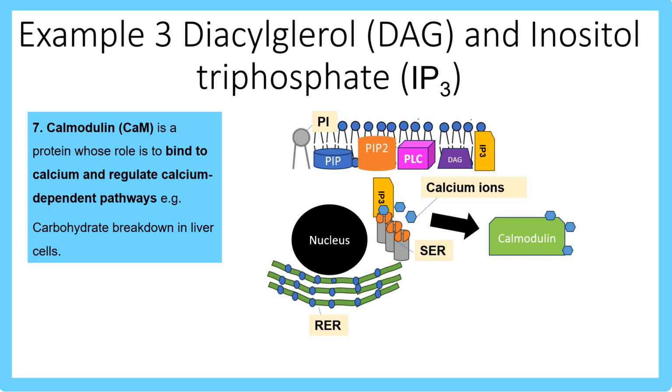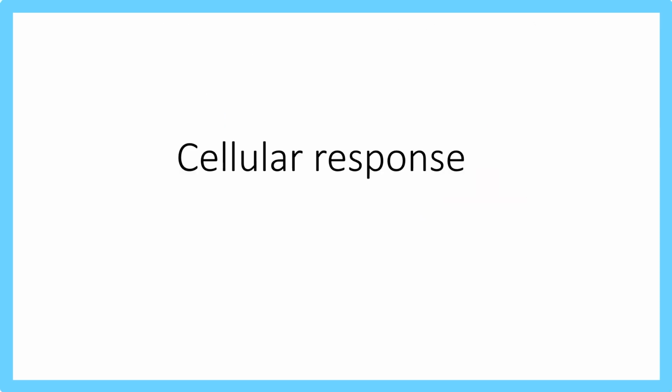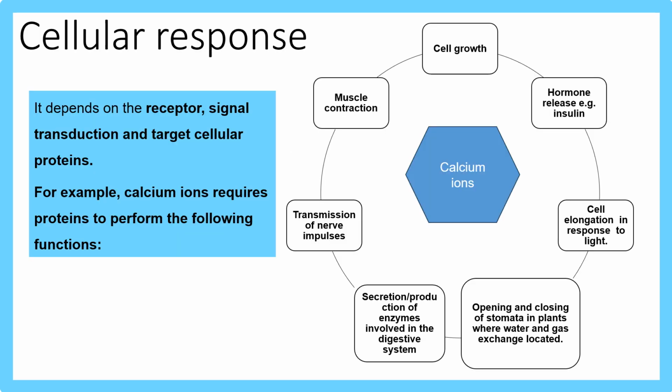So on the outside you may see this is a hormone, but you can see that there is lots of interaction between the ions and the molecules working together to be able to facilitate such a response. So that leads on to cellular response. Cellular response depends on the type of receptor, the signal transduction, and the target cellular proteins.